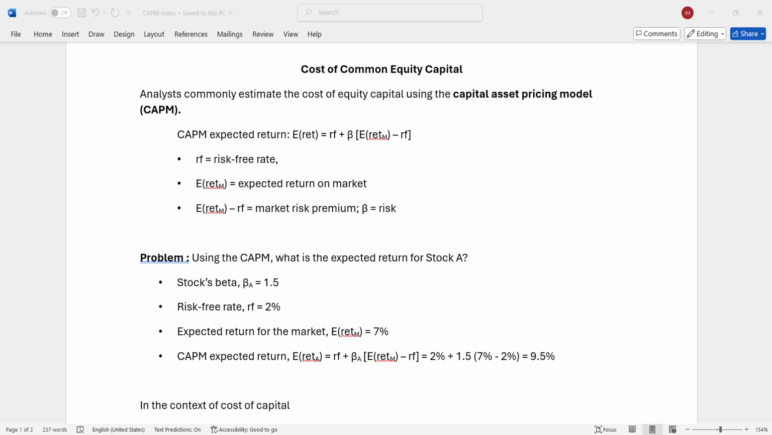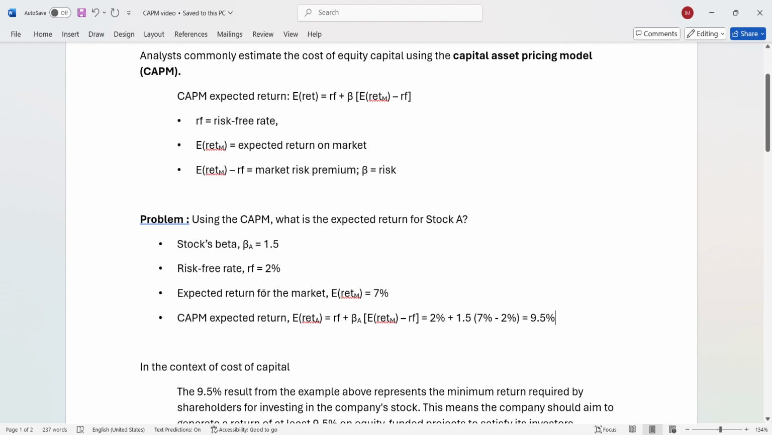A beta greater than 1 means the stock is more volatile than the market, and if it is less than 1, it means that it's less volatile, right? So we can use this CAPM to calculate the cost of capital. If you want to make the valuation for the cost of equity, you can use the same formula as the CAPM. In your book, there is an example using the CAPM.